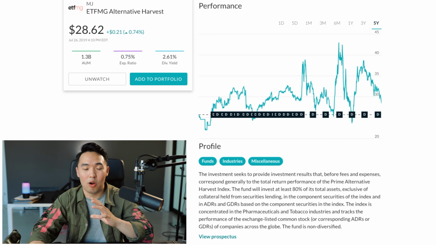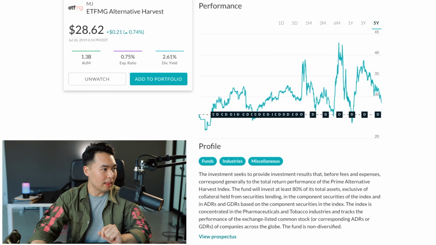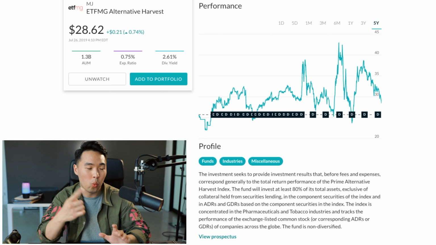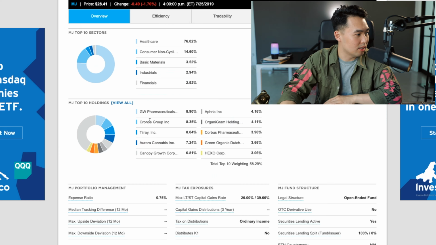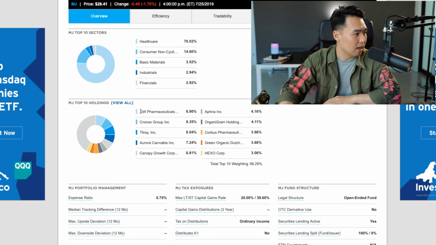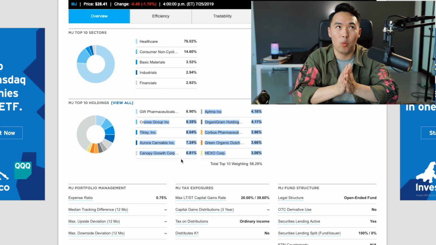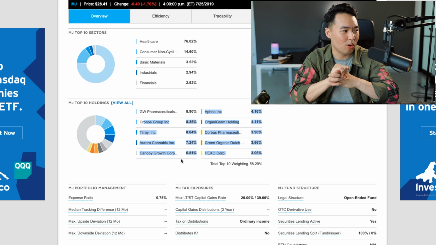But weed stocks are very volatile, and I already stated that I hate too much volatility. That is why I went with an ETF. It's going to be less volatile than owning one stock, like let's say Aurora Cannabis here. Let's take a look at some of the holdings. This is holding 35 different cannabis related stocks. These are the MJ top 10 holdings: GW Pharmaceuticals, Cronos Group, Tilray, Aurora Cannabis, Canopy Growth. These 4 stocks right here are on the top 100 most popular stocks on Robinhood. I made a video about this a few months ago, I think.